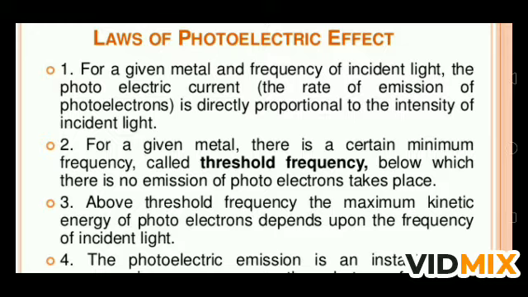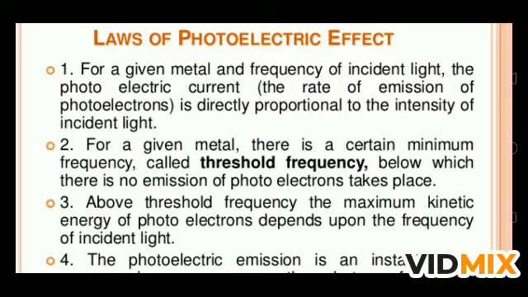Again, for a given metal and frequency of incident light, it is very important. For a given metal means if you change the metal and if you change the frequency of incident light, the result will be different. So for a given metal and given frequency of incident light, the photoelectric current is directly proportional to the intensity of incident light.